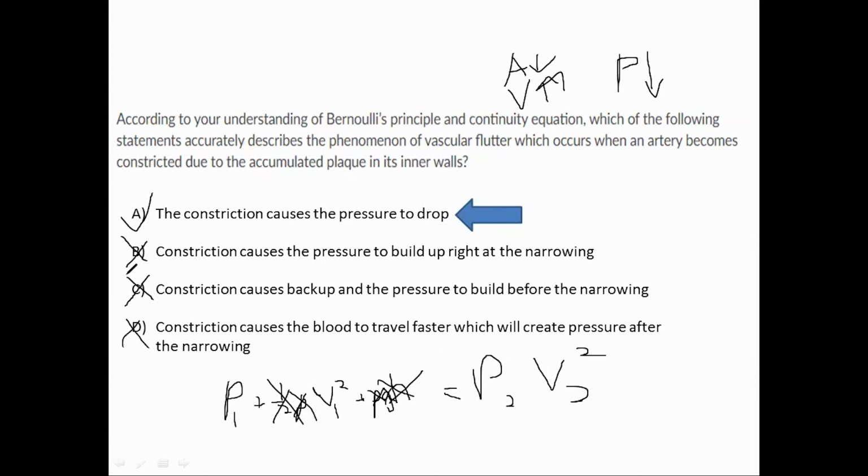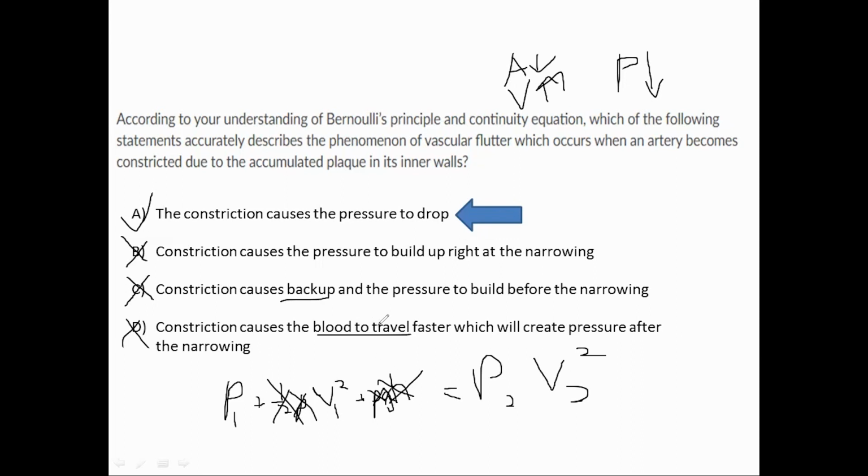So immediately you could eliminate C and D, because according just to Bernoulli's equation and the continuity equation, they're only looking at cross-sectional area and its effect. If the cross-sectional area right before and right after are the same, it doesn't matter. The pressure and everything else will not change. So we're not looking at things like backup. We're not looking at things like blood will travel faster, but that actually is wrong, because if the velocity is increased, the pressure would have to decrease, but that's not what this is saying.